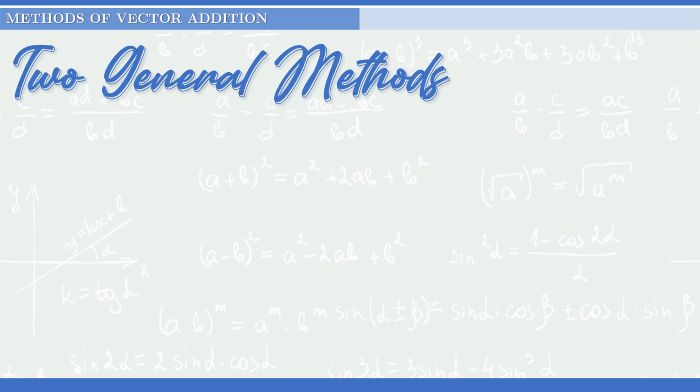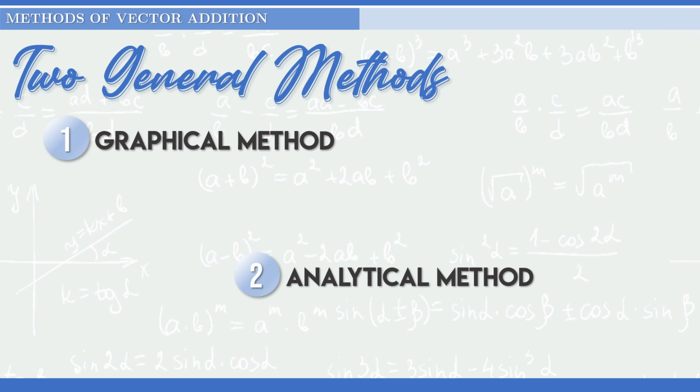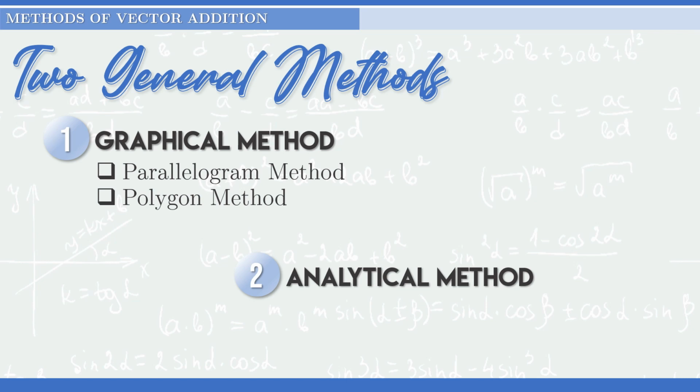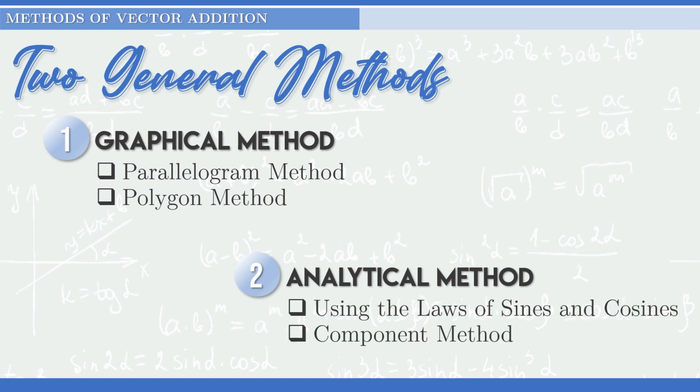There are two general methods by which vectors may be added: graphical and analytical. The graphical method is further subdivided into parallelogram and polygon method. The analytical method of adding vectors is divided into two: using the laws of sines and cosines, and the component method. In vector operations, the laws of sines and cosines are generally used if there are only two vectors to be added. The component method is more convenient to use than the laws of sines and cosines if there are more than two vectors to be added.